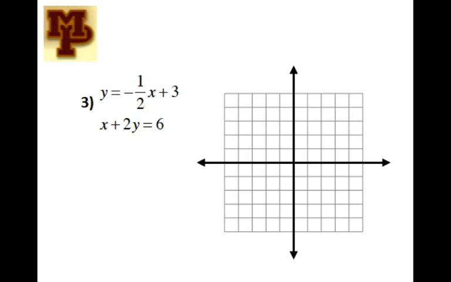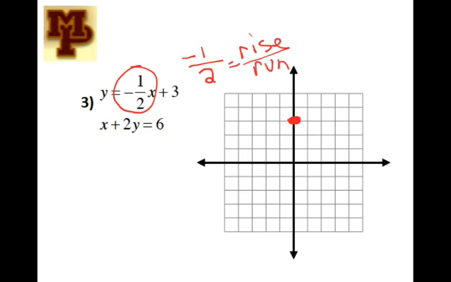Okay, my y-intercept is 3, so I'll put a dot there. And then the slope here, I have to decide where I want the negative to be. So I'll just put the negative on the top. So that's my rise over my run. So from there I'm going to go down 1 and over 2, connect the dots, down 1 over 2, down 1 over 2.